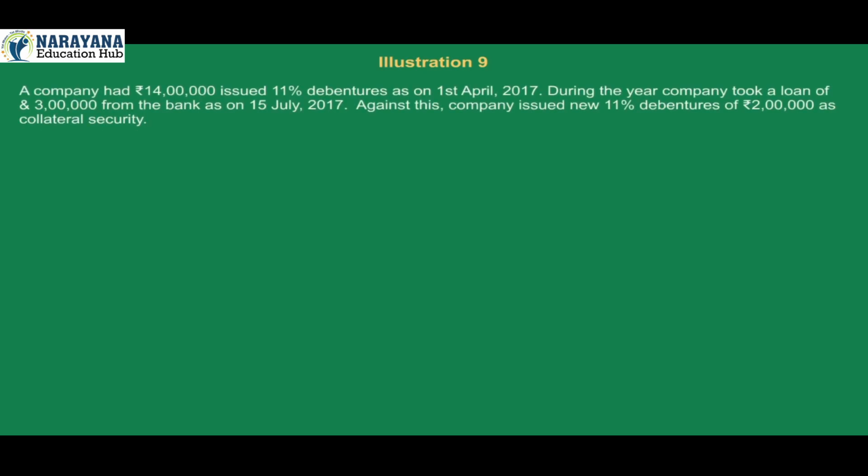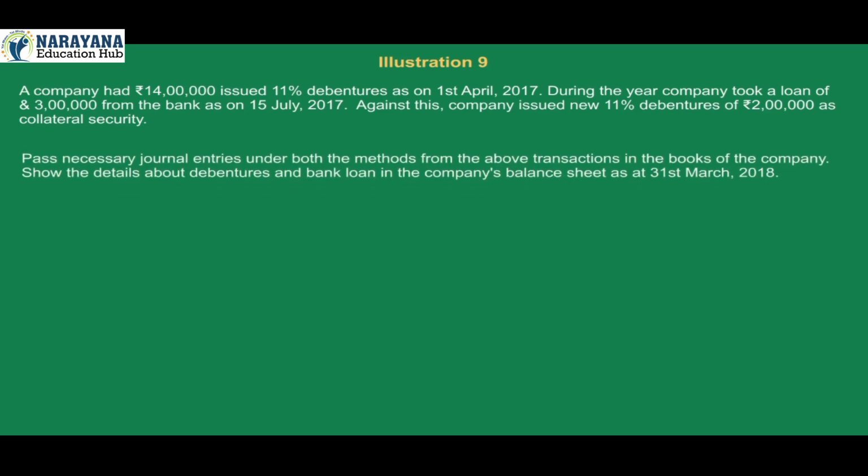Illustration 9. A company had Rs 14 lakh issued 11% debentures as on 1st April 2017. During the year, company took a loan of Rs 3 lakh from the bank as on 15 July 2017. Against this, company issued new 11% debentures of Rs 2 lakh as collateral security. Pass necessary journal entries under both the methods from the above transactions in the books of the company. Show the details about debentures and bank loan in the company's balance sheet as at 31st March 2018.